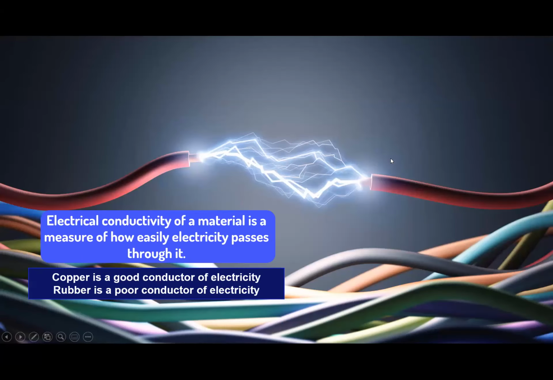Next, electrical conductivity. This property basically measures how easily electricity will pass through a material. I mentioned earlier, if you want to make a laptop charger, you cannot use rubber or plastic to make one, because plastic and rubber are poor conductors of electricity. You have to use copper, which is a good conductor of electricity, to make the wires to charge your laptop.